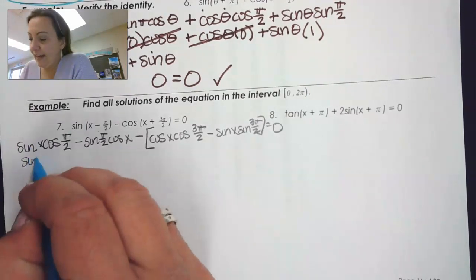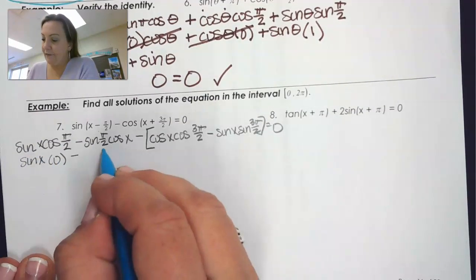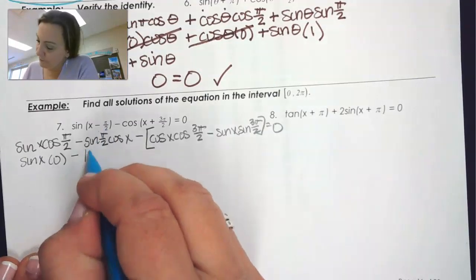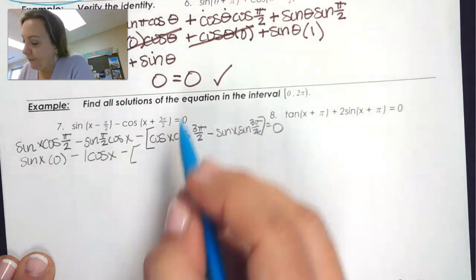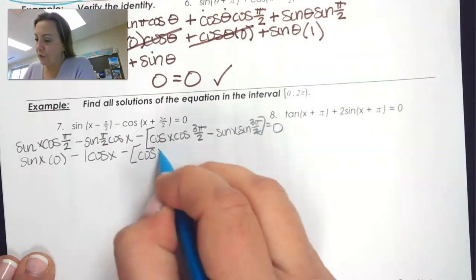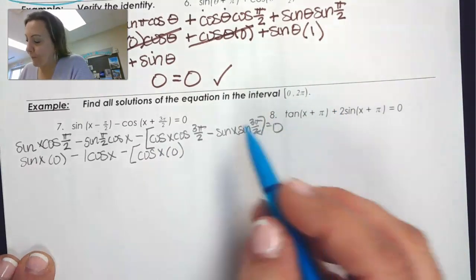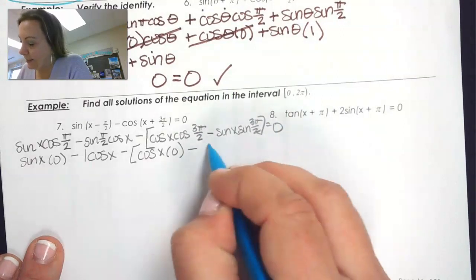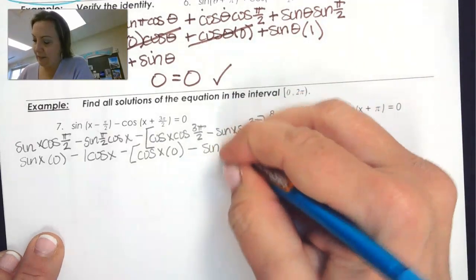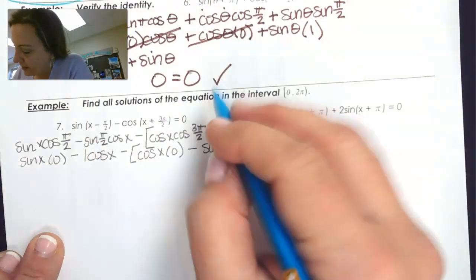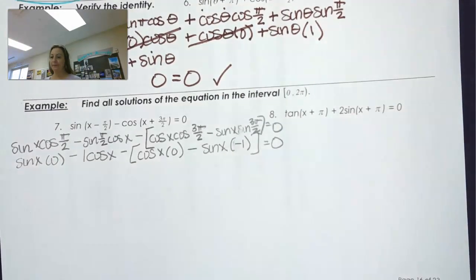So we have the sine of x. The cosine of pi over 2 is 0. The sine of pi over 2 is 1. And then here I have the cosine of 3 pi over 2 is 0. And then I have minus the sine of 3 pi over 2, oops, I forgot the x, is negative 1 equals 0.